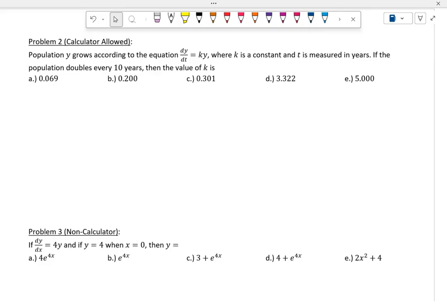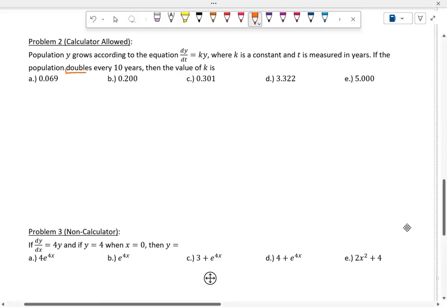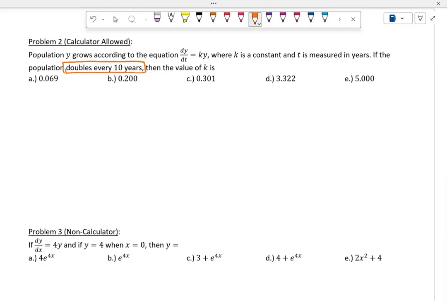All right, population y grows according to the equation dy/dt equals k times y, where k is a constant, t is measured in years. If the population doubles every 10 years, it's going to be important information there, then what is the value of k? So they're not giving us our constant, they want us to find our constant. So dy over dt equals ky. That's directly proportional, so what is our general solution? I'll start it out. y equals c e to the k times what? t in this case. We're using t instead of x. t for time.